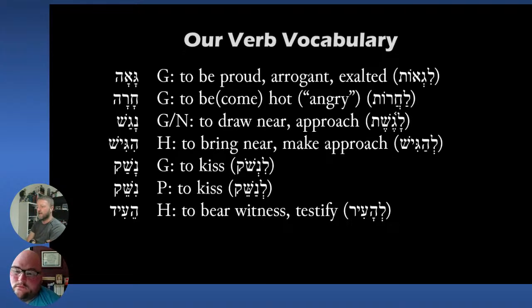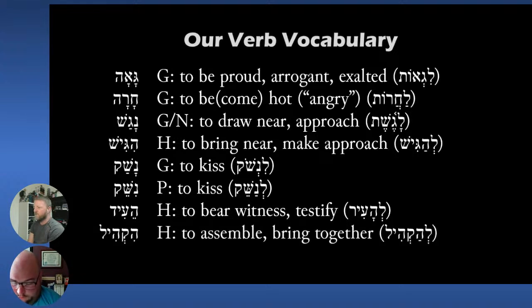This is lehaid, heid. It's related to the noun ed, as a witness, or edut, or ida, as testimony. Lehaid, heideti, I bore testimony. And finally, hikhil means to call an assembly together. Lehakhil. I did not put it here in the kal because it's not used in the kal. I don't know why he mentioned kahal as to assemble in the book when it does not appear in the kal anywhere, and that is kind of stupid.